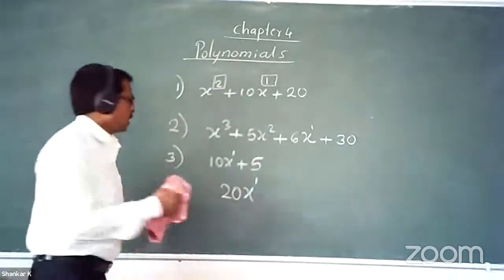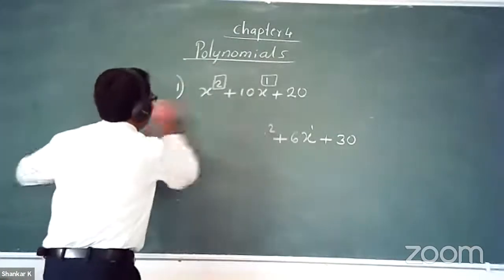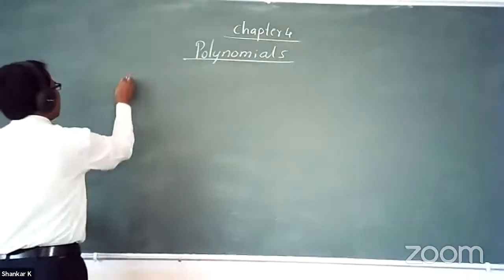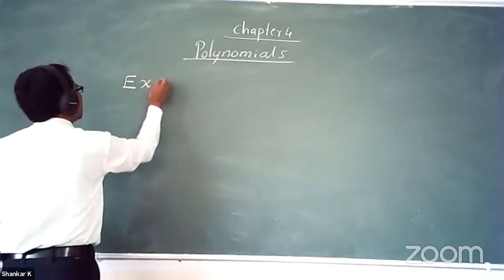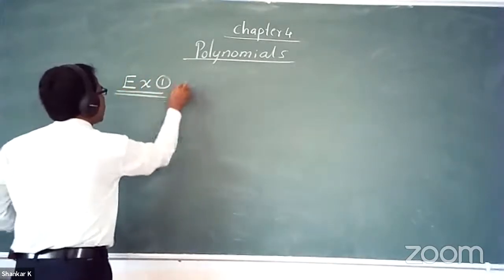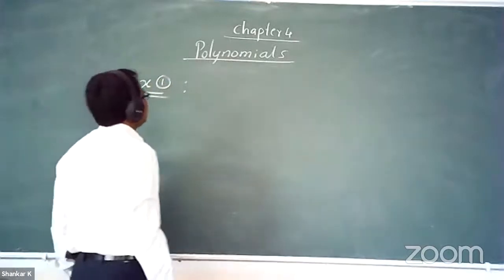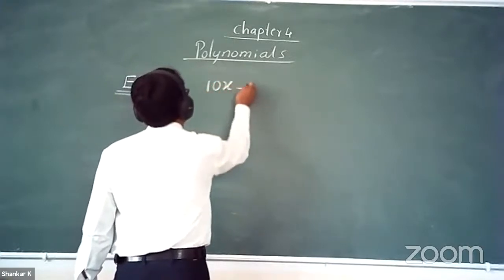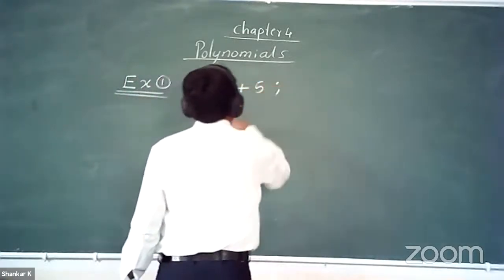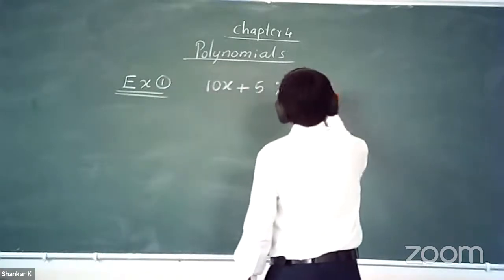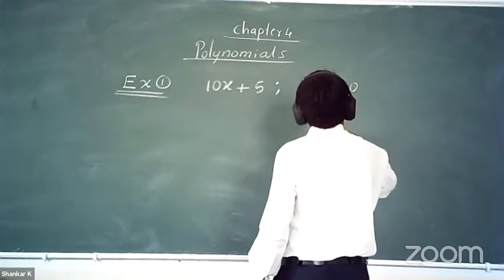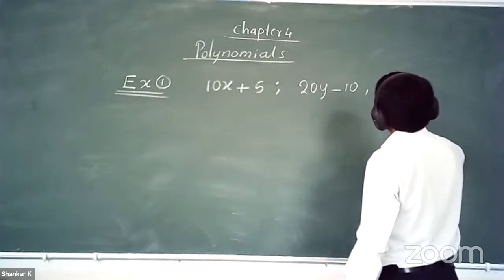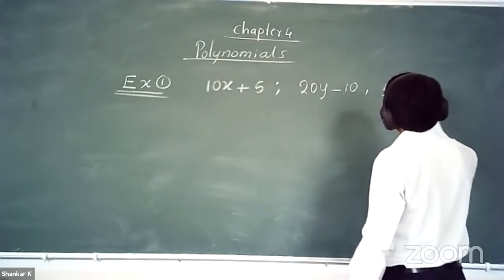Now, there are special words for polynomials with different degrees. Example. So just listen. Later you can write notes to understand this completely. Example. Say 10x plus 5, 20y minus 10, say 5z minus 6.